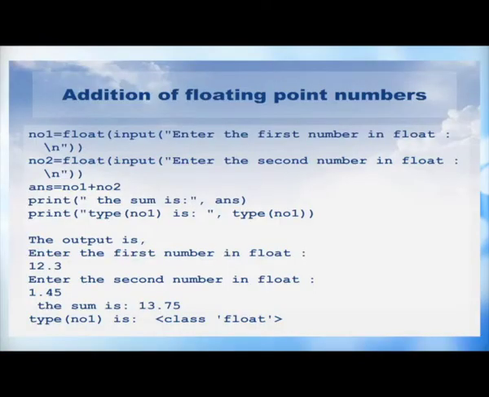Look at the screen. So, this program shows the addition of floating point numbers. So, we are entering a floating point number which is converted into float by using typecasting float. Again, the program is similar to the addition of integer numbers, and when we check the type of number 1, we get the type as float.